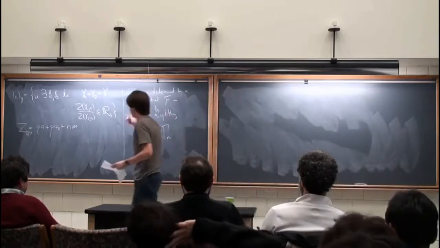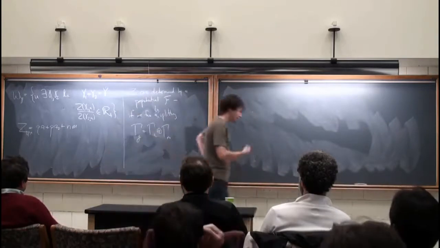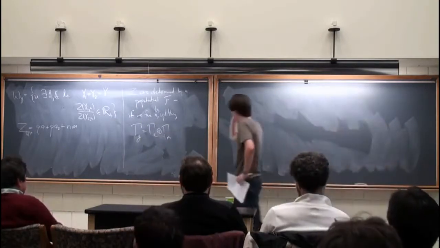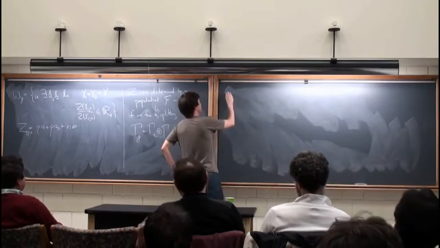So what's the relation of this stuff to hyperkähler geometry? Well, you can ask the following question. You say, I take this N equals 2 theory in four dimensions, and let's formulate the theory.